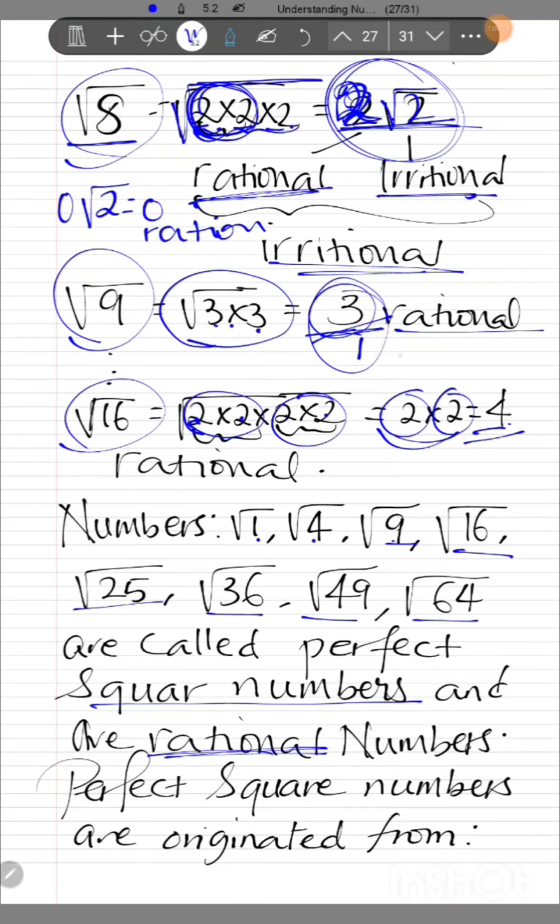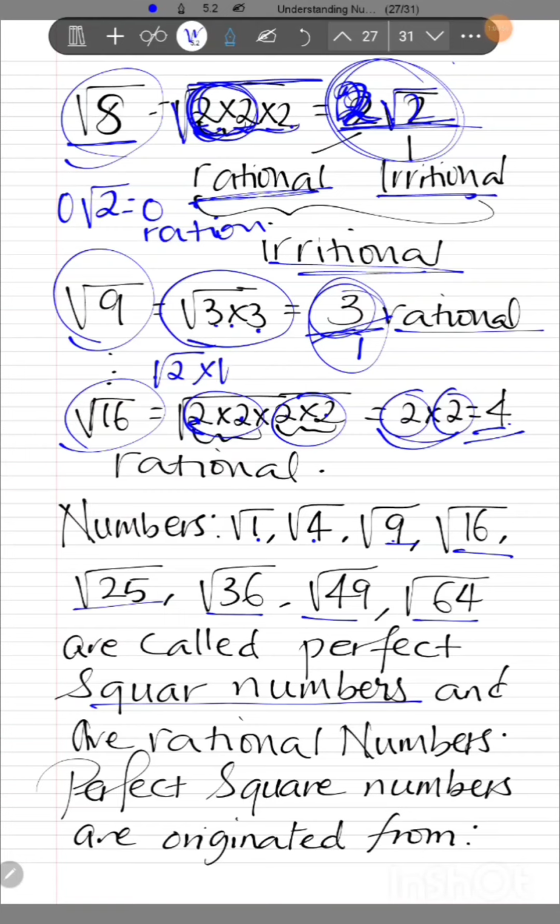The product of two irrationals could be irrational, could be rational. Root 2 times root 2: because we have two of the same number, we take one of it, that's 2. The product of two irrational numbers could be rational. It could also be irrational.